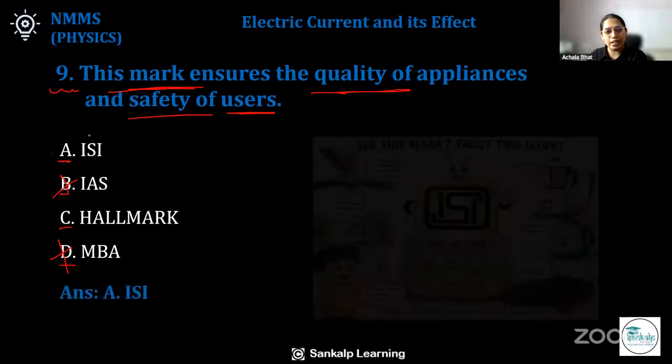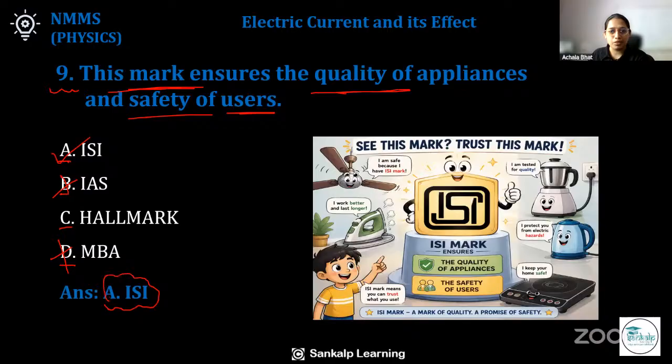Yes, ISI is correct. This is the ISI mark. It ensures the quality of appliances and safety of users. ISI mark means you can trust what you use. ISI mark, a mark of quality, a promise of safety. What about hallmark? It certifies the purity of precious metals, like gold or silver. You may have heard about hallmark. This is the wrong answer. Therefore, the correct option is option A, ISI.